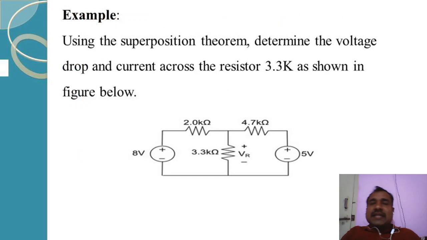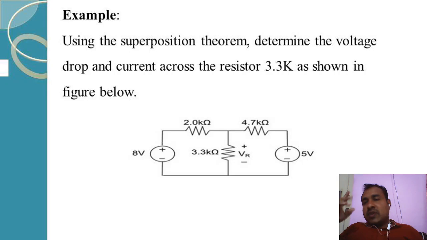Moving further, let's study an example using the superposition theorem. Using the superposition theorem, determine the voltage drop and current across the 3.3K resistor as shown in the figure below. They are asking us to calculate the voltage drop and current in this particular branch. Superposition is applicable where there are many sources. Here, we can find two sources.